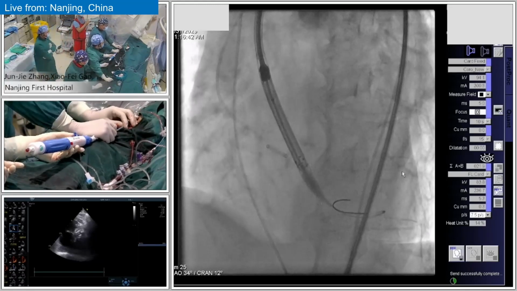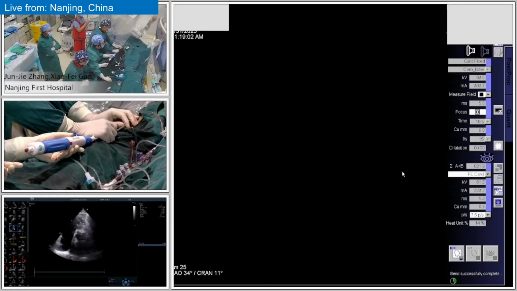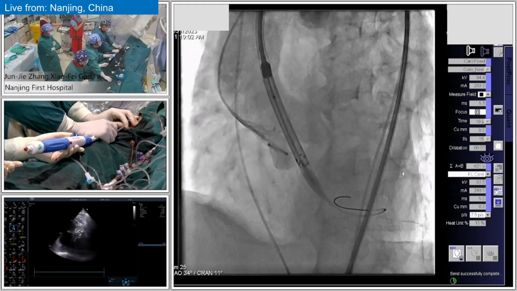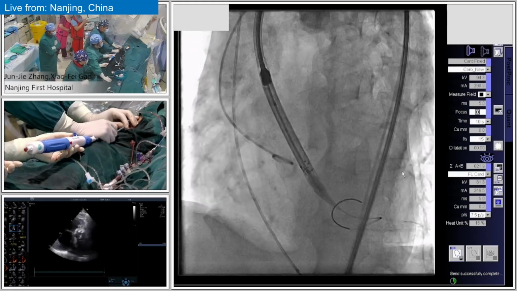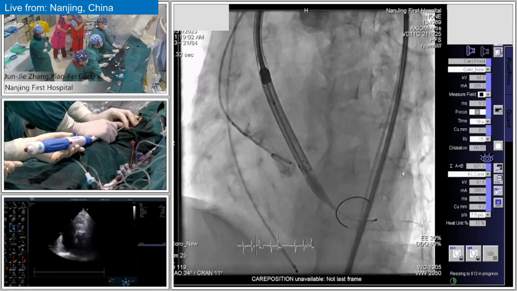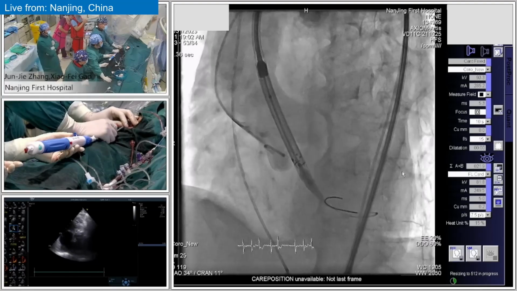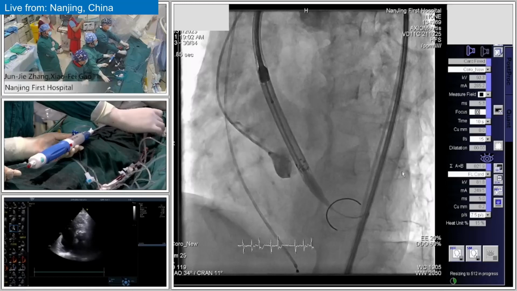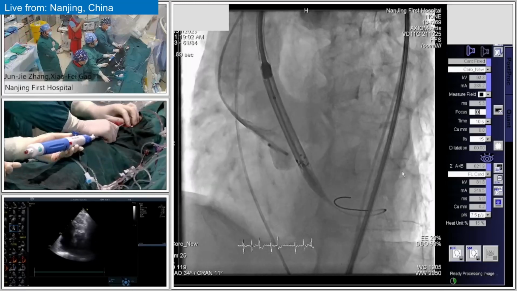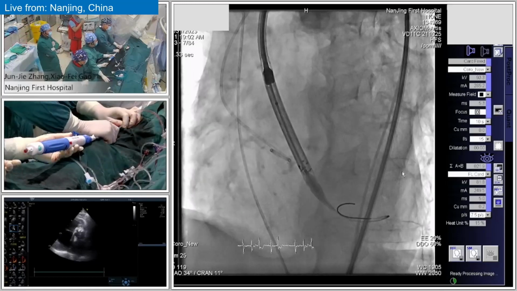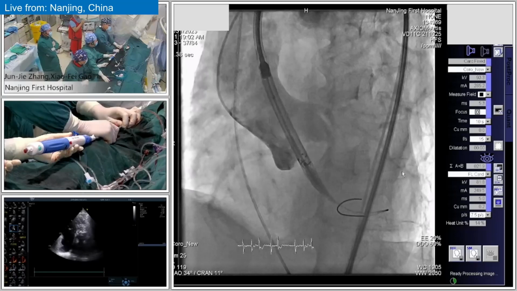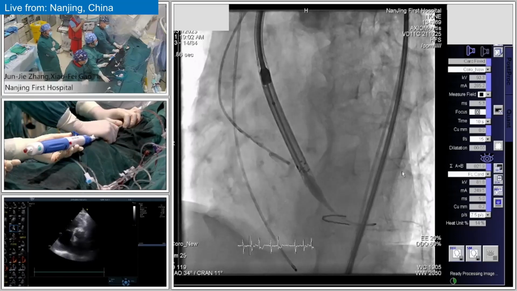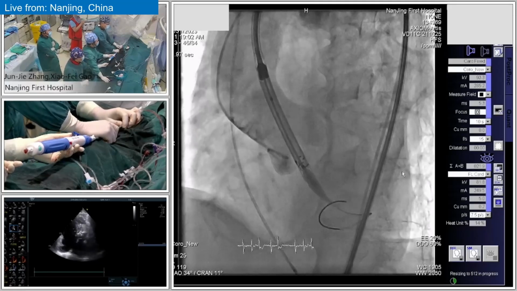This is good. Okay, from this view, we can separate this bicuspid valve. So for this typical case, I will do a high implantation to avoid the risk of pacemaker implantation.